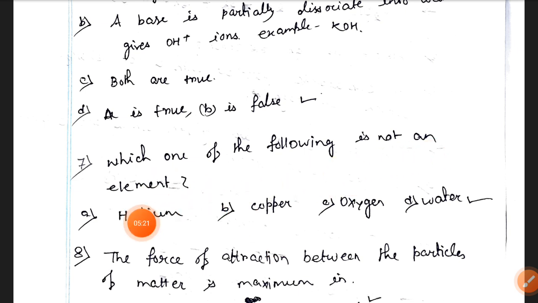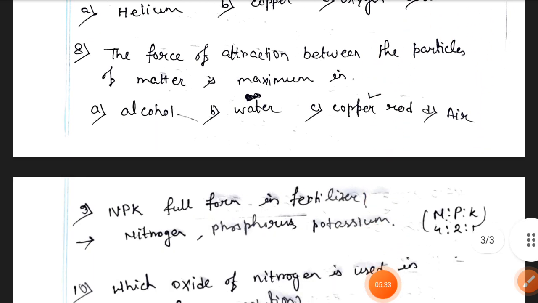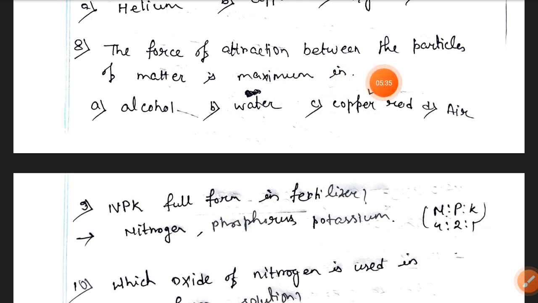Next, which one of the following is not an element? From the periodic table, helium, copper, oxygen are all elements, but water is a molecule, H2O, so it is not an element. Next, the force of attraction between the particles of matter is maximum in which? You know the force of attraction is maximum in solids, then liquids, then gases. So here the correct option is the copper rod.